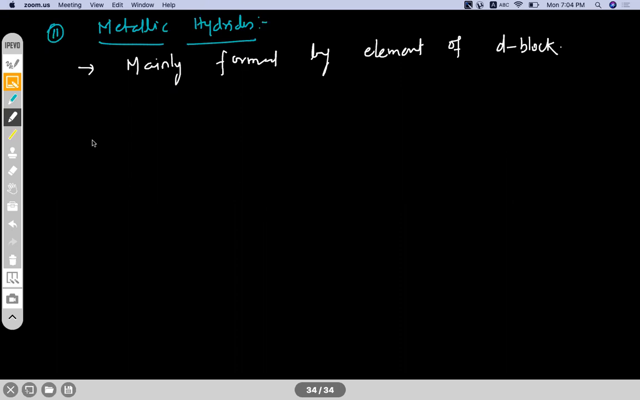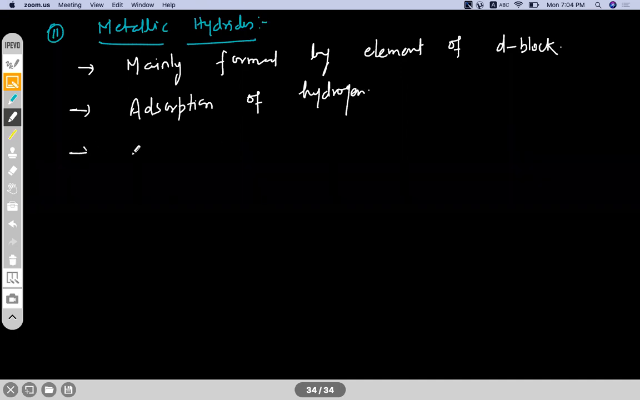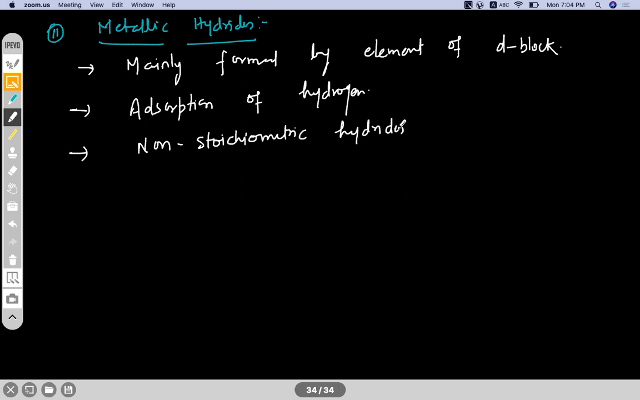It forms by the adsorption of hydrogen on the surface of the metal. Okay. Properties are what? These are non-stoichiometric hydrides.